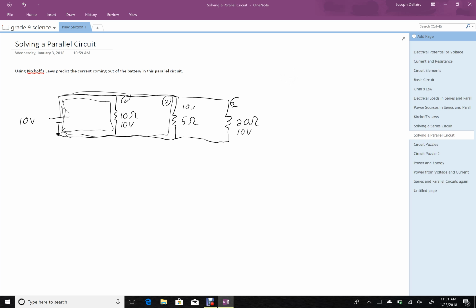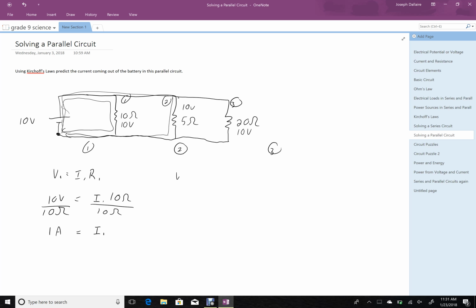Now, I can find the current at location 1, 2, and 3 using Ohm's law. V1 equals I1 R1, and unlike in a series circuit, I can't assume that these currents are all the same because they all represent different pathways. So 10 volts acting on a 10 ohm resistor, isolating the current, I get that the current at location 1 is 1 amp.